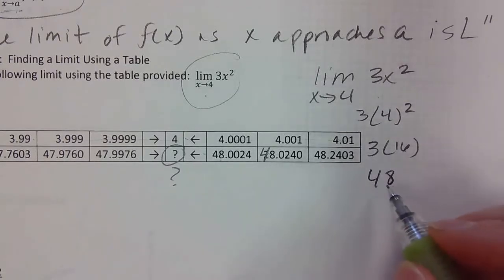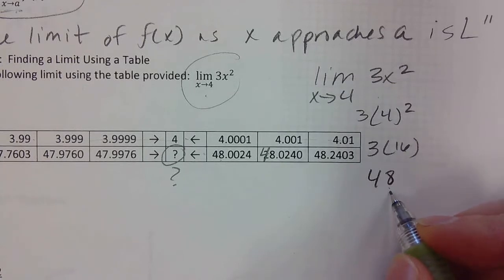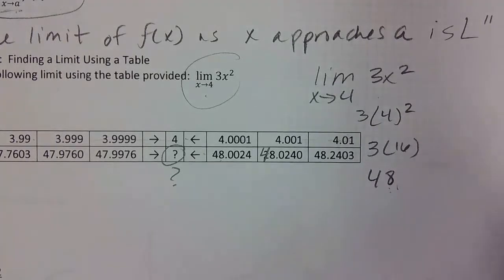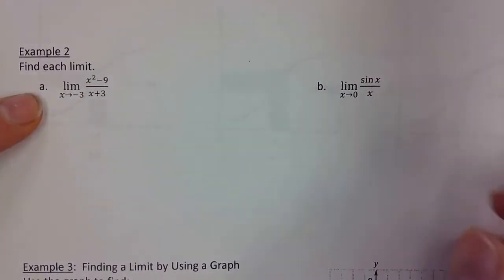So this 48 is the limit as x is approaching 4. It's also the value of f of 4. So let's think about that. So sometimes we can just directly substitute. We're going to look at a couple examples where we're trying to find a limit.